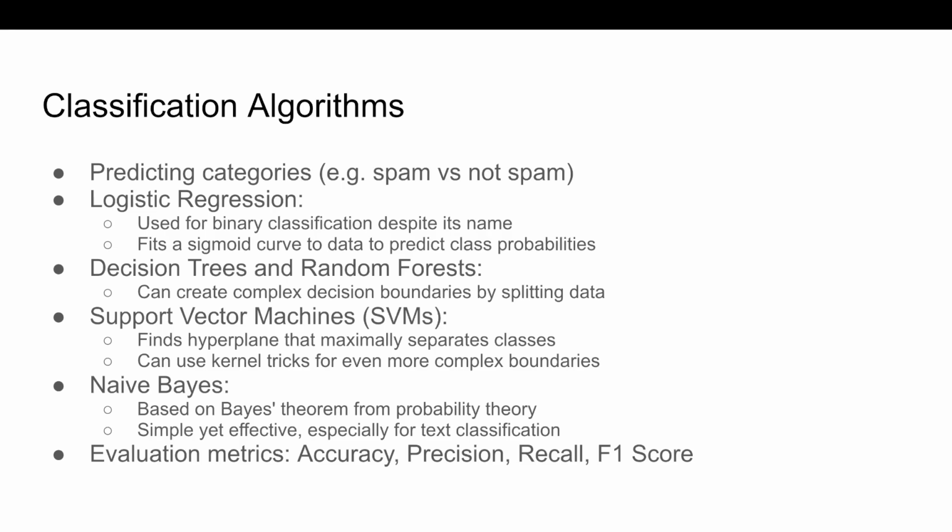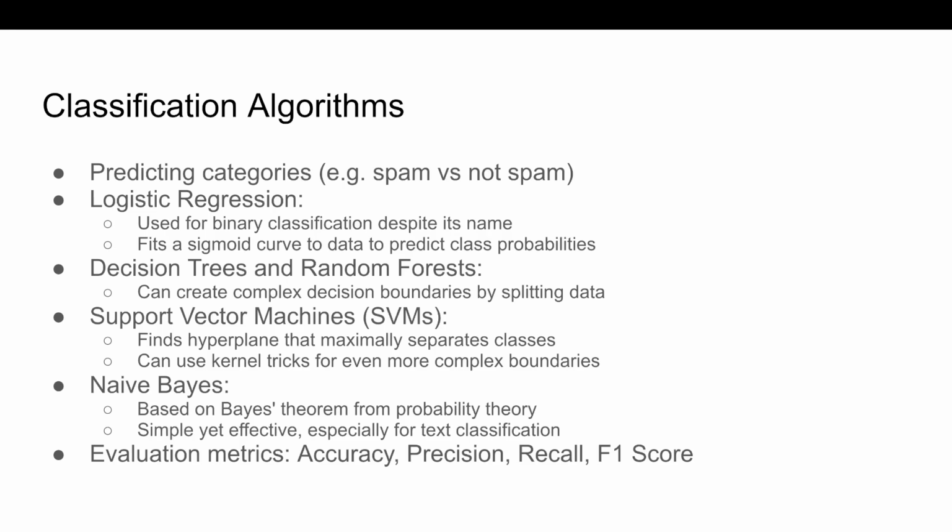Support vector machines, or SVMs, take a different approach. They try to find the hyperplane, a line in higher dimensional space, that maximally separates the classes. SVMs can also use kernel tricks to transform the data, allowing for even more complex decision boundaries. And let's not forget about naive Bayes. It's based on Bayes' theorem from probability theory. Despite its simplicity, it can be surprisingly effective, especially for text classification problems.